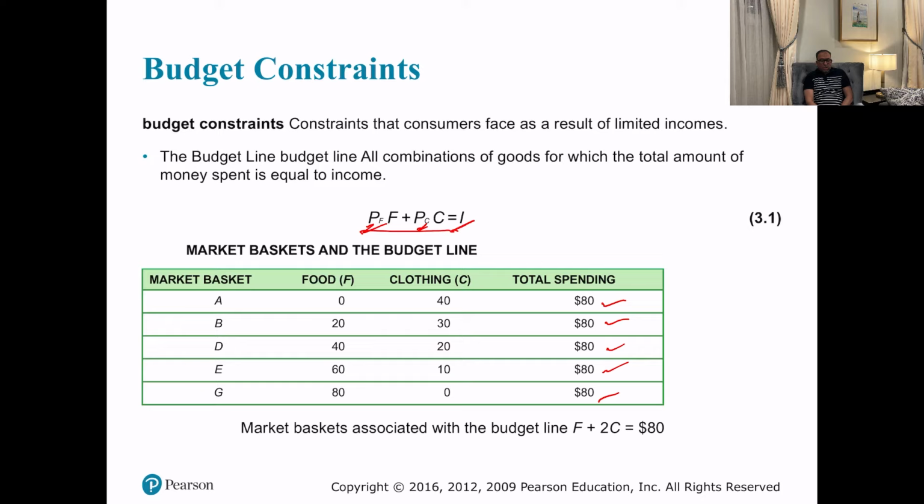Now with this equation, we can determine the price of clothing from these combinations. If we are able to buy 40 clothing units with $80, it means that clothing has a price of $2. And when we buy 80 units of food with $80 of income, it means that the food price is $1. So we can write 1 in place of PF and 2 in place of PC: F plus 2C is equal to 80.